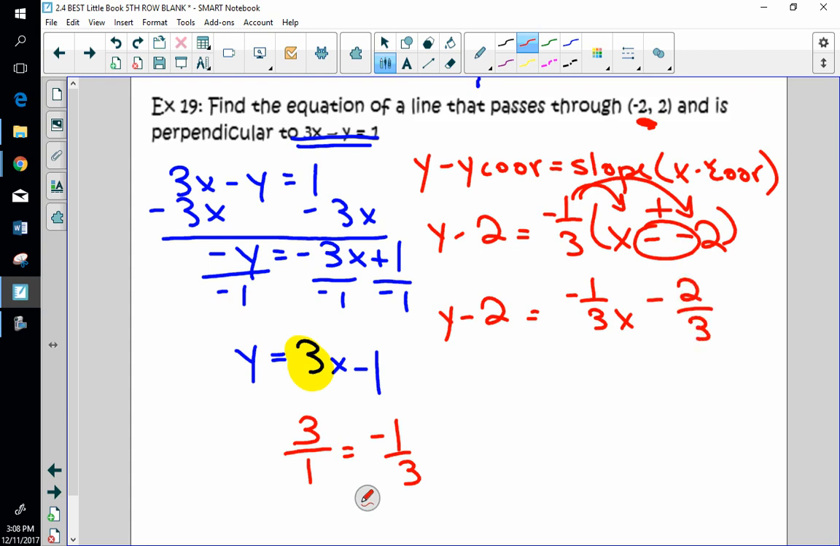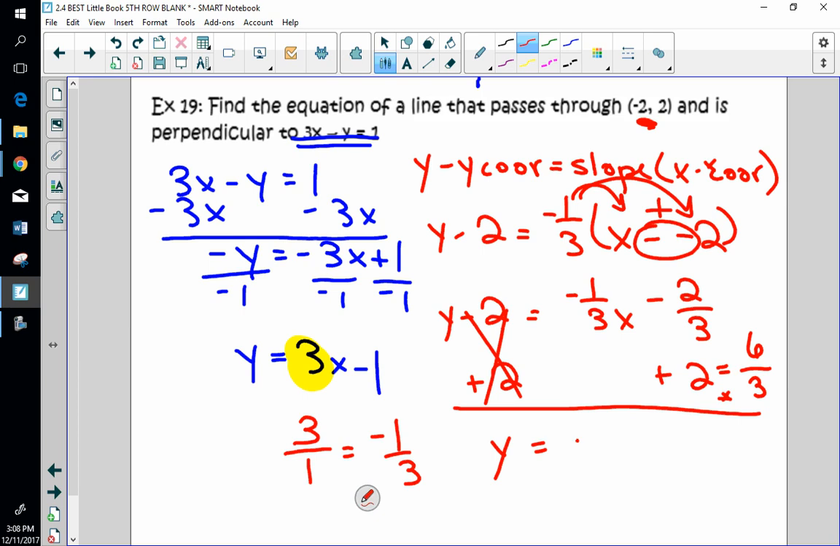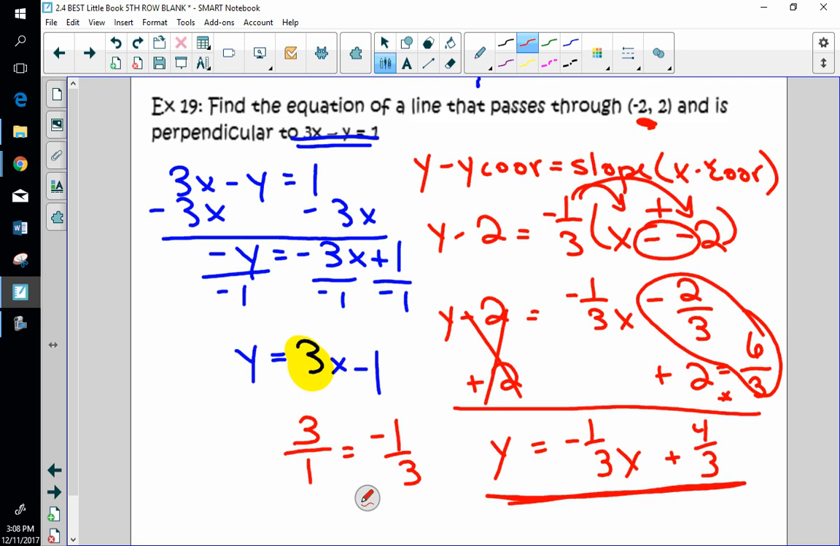And to solve it, I'm going to solve for y, which means I'm going to add 2 to both sides. But remember, I have thirds, so I have to change my 2 into thirds. How many thirds? 6/3, because again, you're going to multiply. I have my 2s gone. It's y equals -1/3 x. And I have 6/3 minus 2/3. And just like before, we got 4/3. So our equation is y equals -1/3 x plus 4/3.